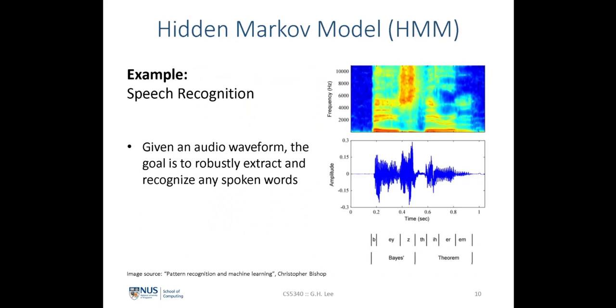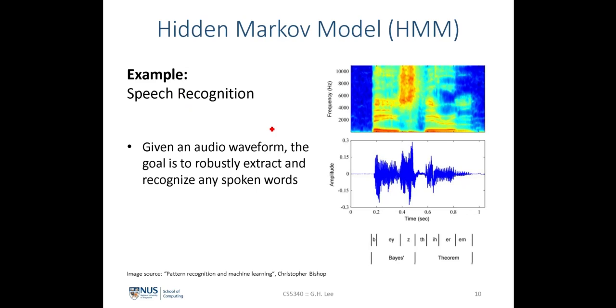So now let's look at some examples of the hidden Markov model before we go into the mathematics of how to learn the unknown parameters, as well as how to infer the latent random variable. The first example that we're going to look at is the speech recognition example.